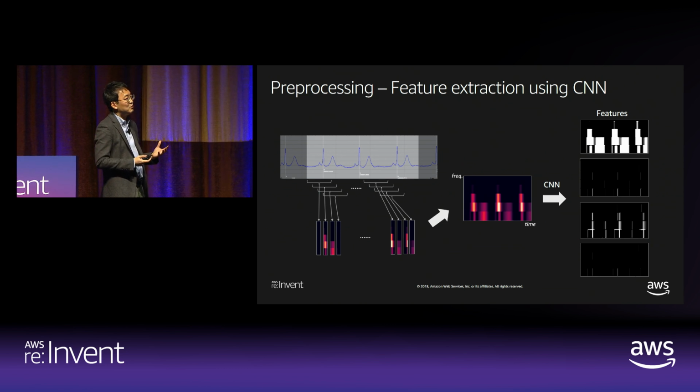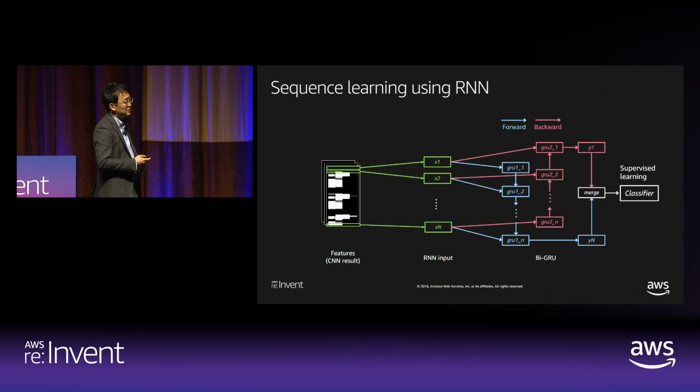This CNN will extract the features for you. I'm showing the four most representative features here. These features, the output of the CNN, will be fed into the RNN, the recurrent neural network. The RNN will do the classification for you. The output of the RNN will be 40 different types of arrhythmia.